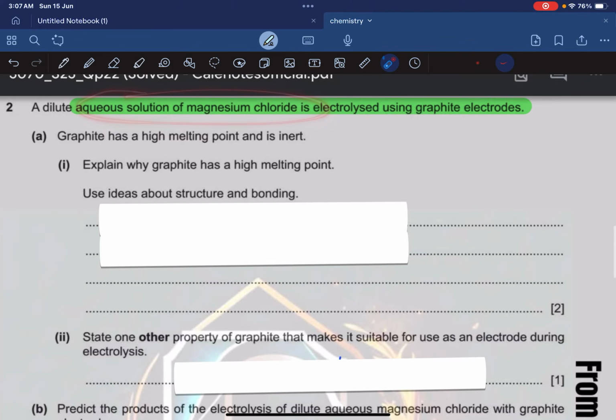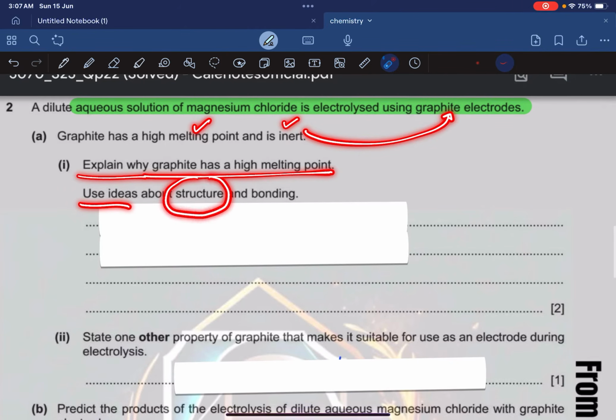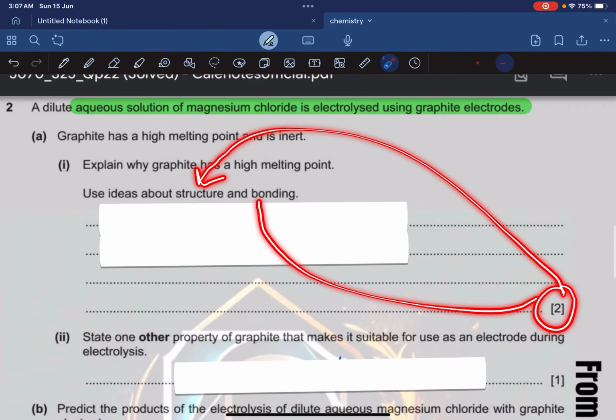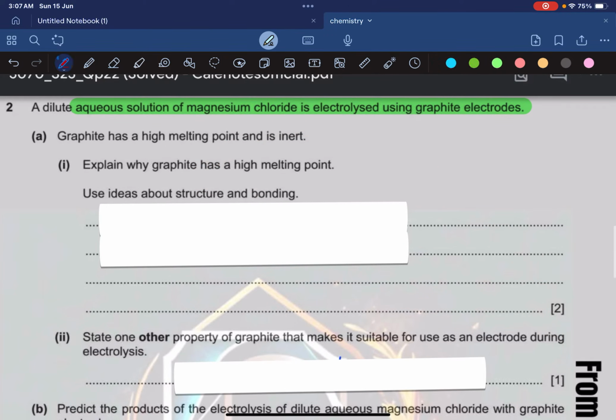Okay, let's further read the question. Graphite has a high melting point and is inert. These are two very good qualities which make it suitable for an electrode. Explain why graphite has a high melting point. Use ideas about structure and bonding. The question is for 2 marks and they've specified how you're going to get these 2 marks, by writing about the structure and bonding. What's the structure of graphite?